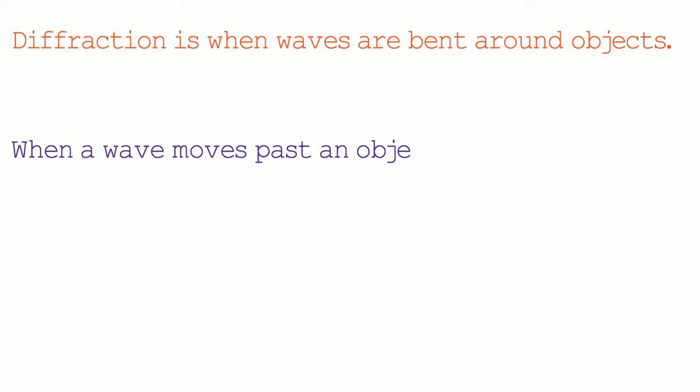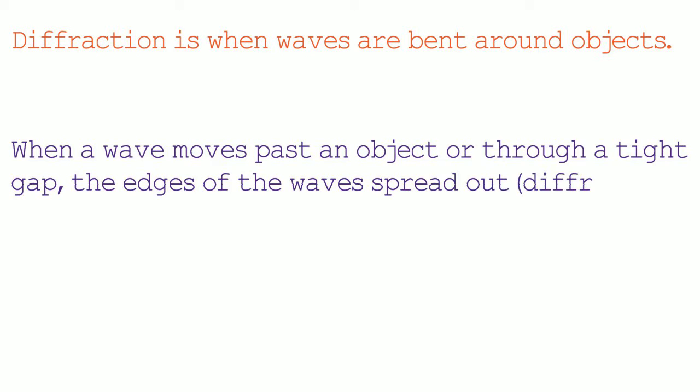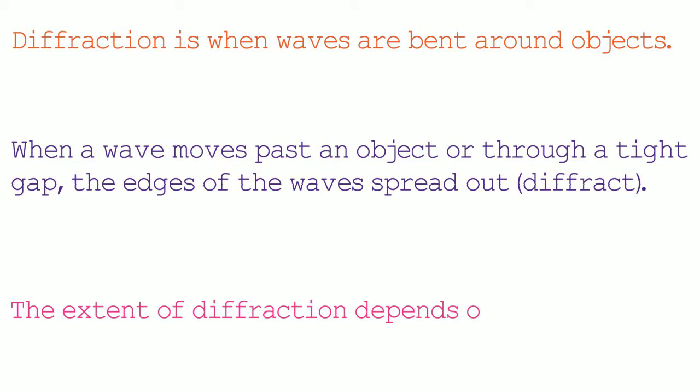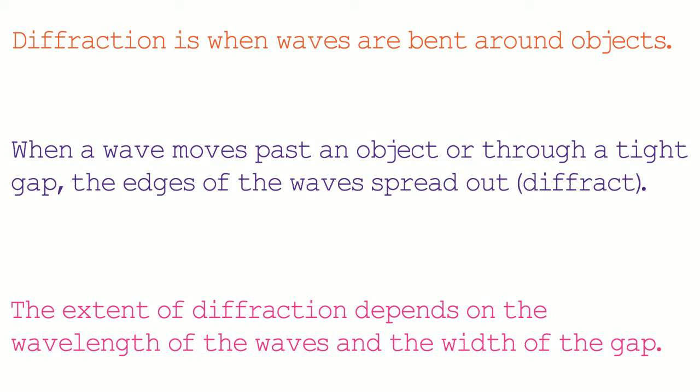When a wave moves past an object or through a tight gap, the edges of the wave spread out. The edges of the wave diffract. The extent of diffraction depends on the wavelength of the wave and the width of the gap. There are three broad scenarios.